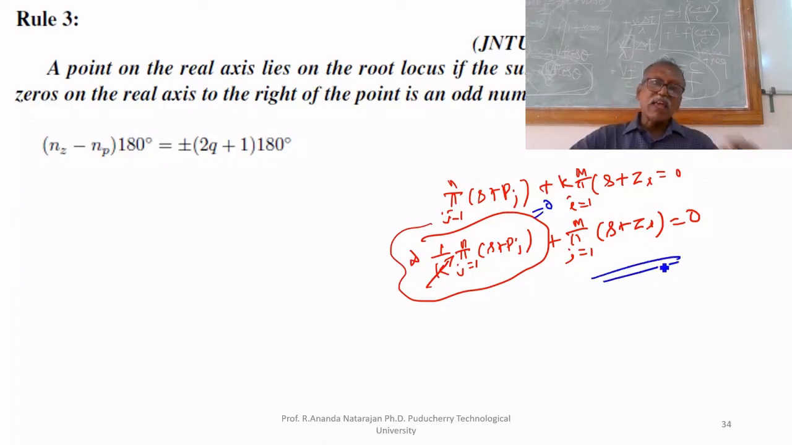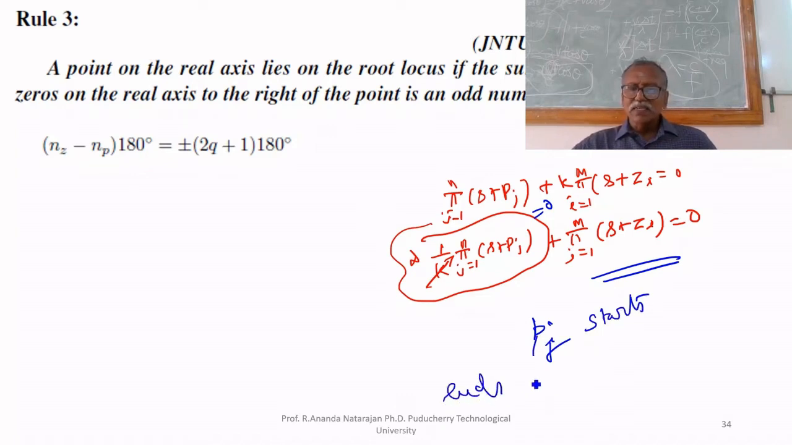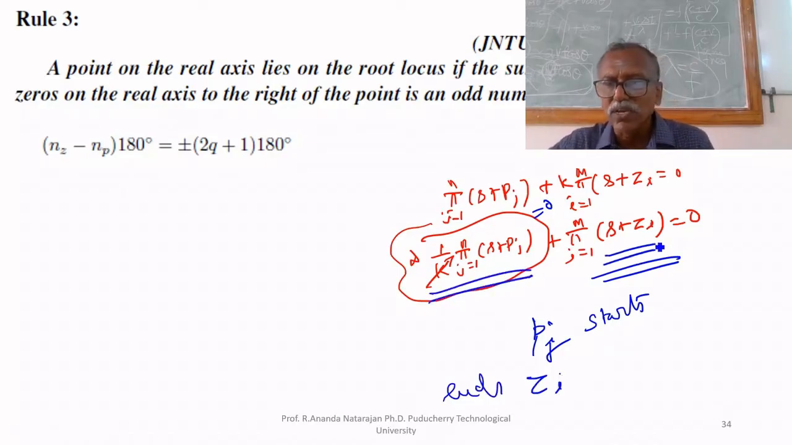Therefore, when K equal to infinity, it ends at 0. We can say that the root locus branches start at Pj's and end at Zi's, because when K equal to infinity, this part becomes 0, this part alone is there. Therefore, root locus branches will end at open loop zeros and start at open loop poles, that we know.